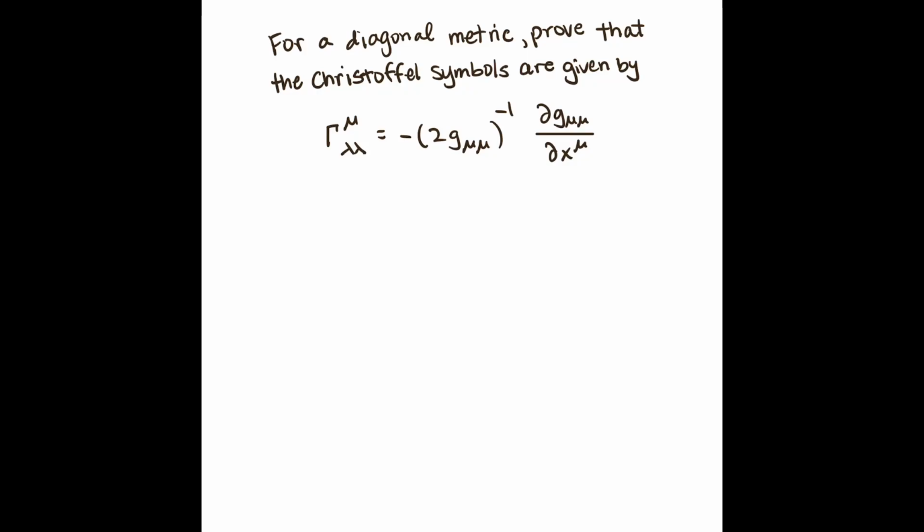Today we are going to prove the following identity with Christoffel symbols. We're told that Γ^μ_λλ is equal to the negative of 1/2 times g_μμ, which is the covariant form of the tensor, times the derivative of g_λλ with respect to x^μ. The first thing we're going to write are the Christoffel symbols in terms of the metric tensor.